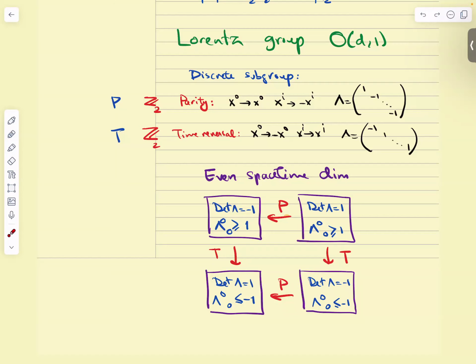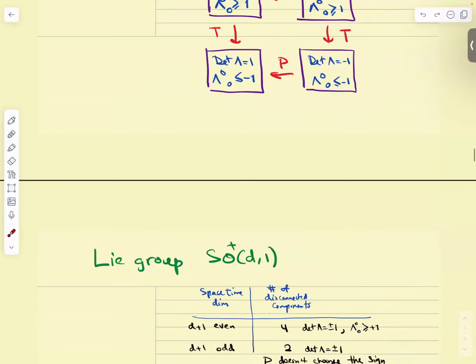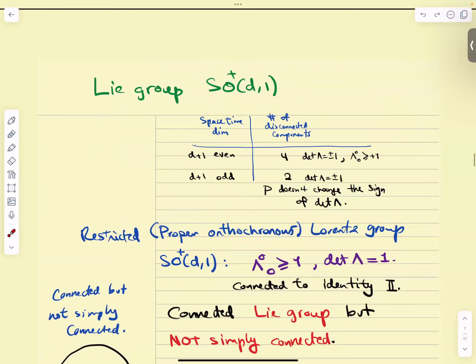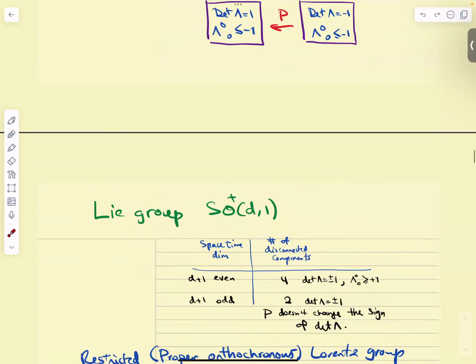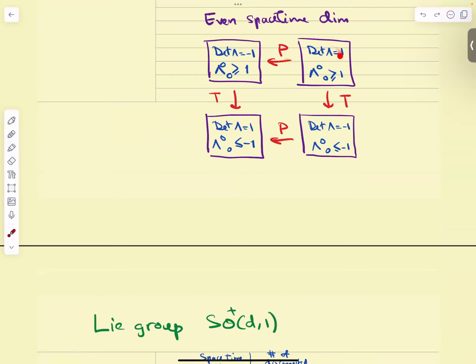So which one is it? Let's give them some names. We're going to do the following. Let's call the piece that's connected to identity, that's the piece that has lambda 0,0 equal to 1 and determinant of lambda equal to 1, that group SO plus (D,1).